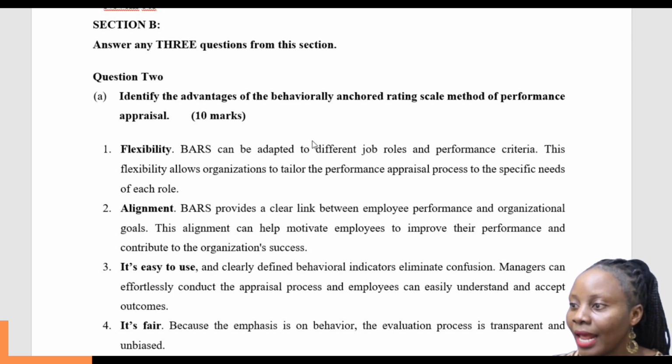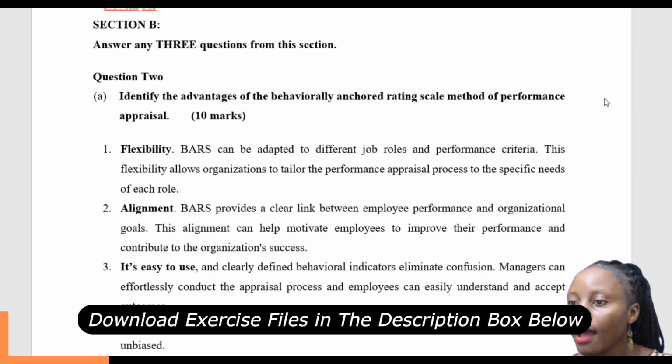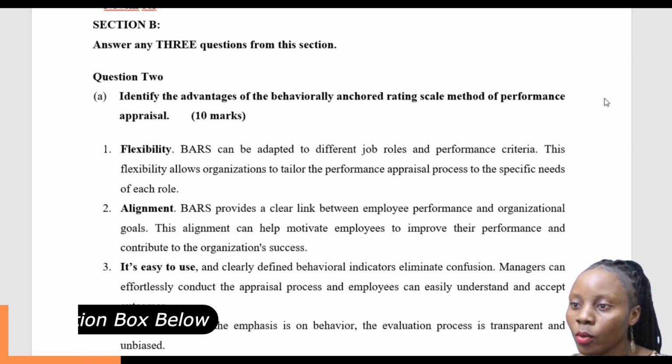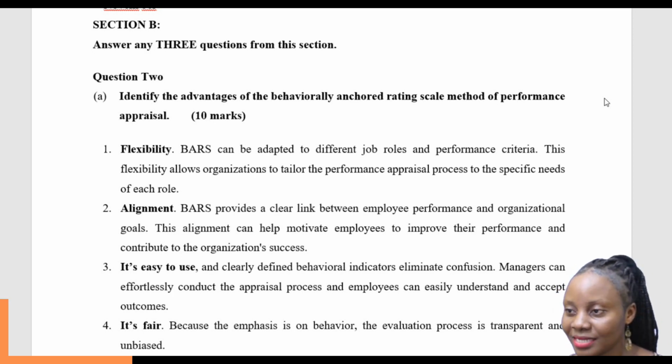Behavioral anchored rating scale is the scale used to measure performance based on the behavior of the employees within the organization. You come up with a checklist of the behaviors associated with a certain occupation or designation within the organization. If you are an accountant, how are you supposed to behave? What qualities should you have? If you are an HR manager, what qualities should you have? If you are, for example, an administrator, what qualities should you have?